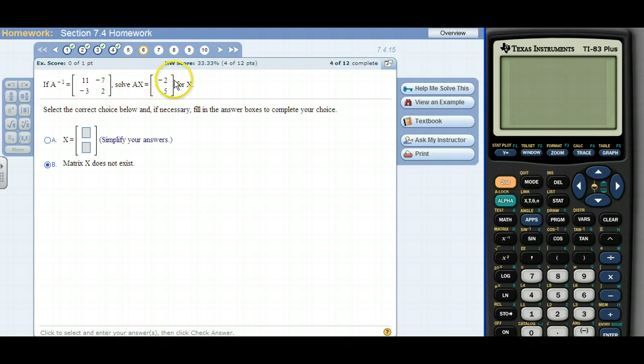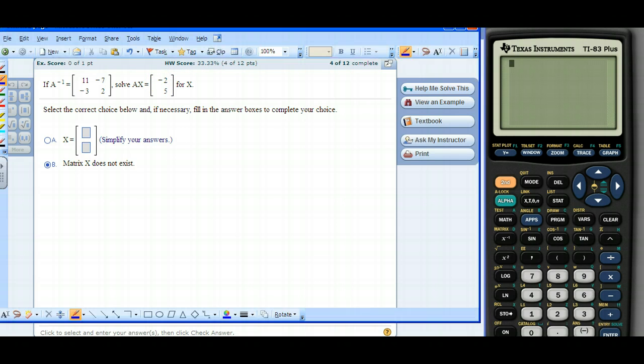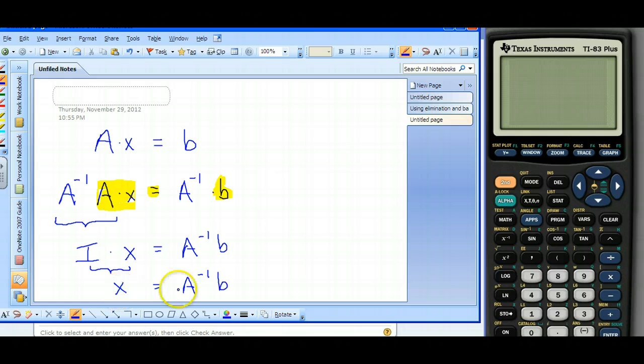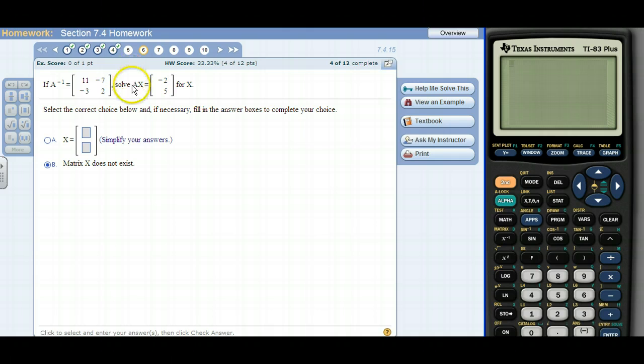There's our AX equals, there's our B matrix. So to solve it for X, what am I telling you here? X equals A inverse times B. So that means for this problem, X equals A inverse times this negative 2, 5 matrix.